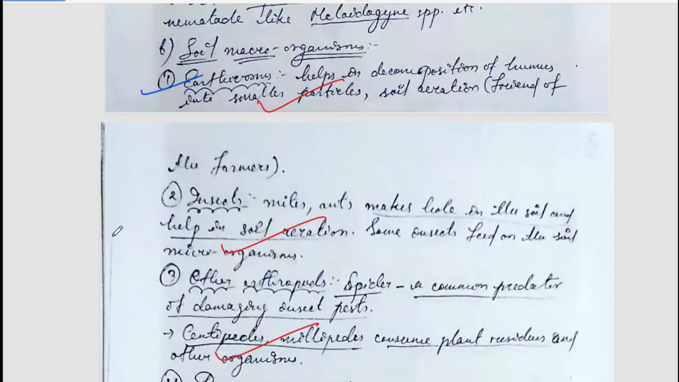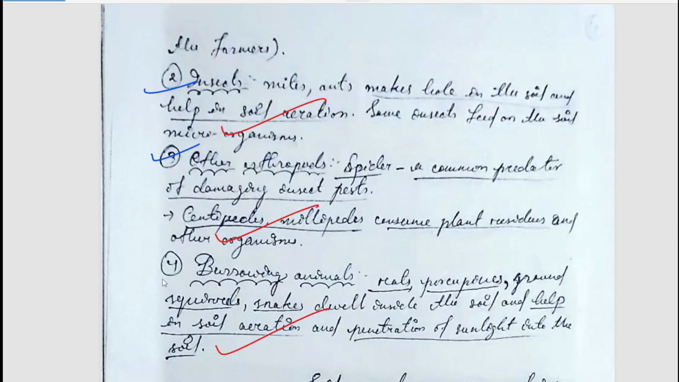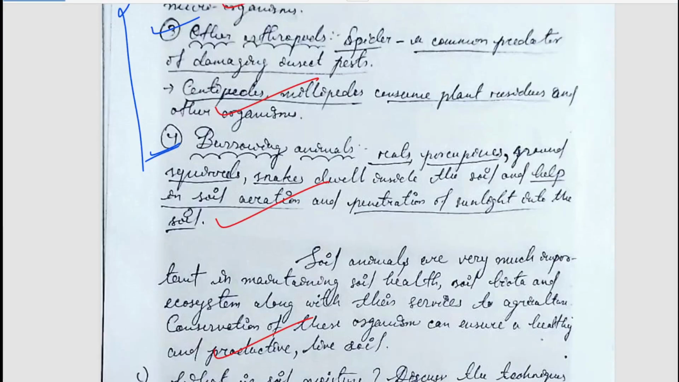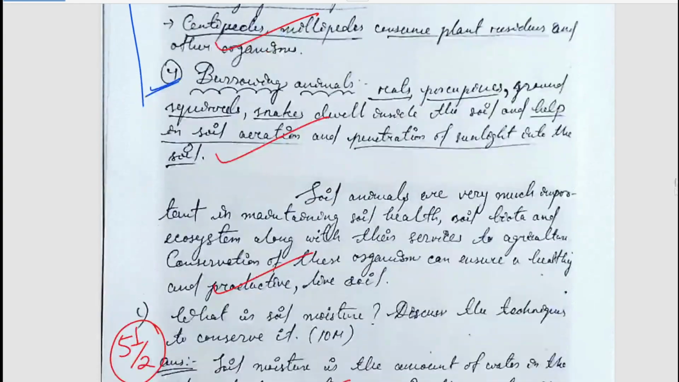From here it is good. Earthworms, insects, all these things have been mentioned. Arthropods have been mentioned, burrowing animals have been mentioned. This part is fair, but the upper part where fungi and algae are mentioned is wrong. So this was the second question. Now let's move to the next question.